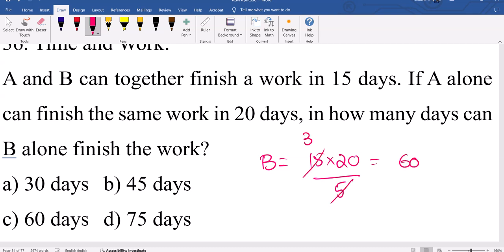When together is given and you have to calculate alone, do the product divided by the difference. Sir, alone is given and I want together, then product divided by summation. If together is given and you want to calculate alone, product divided by difference we have to apply. Time and work question.